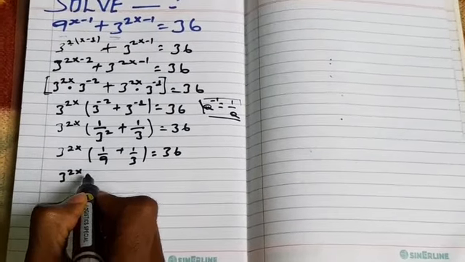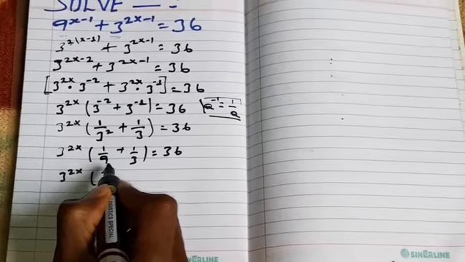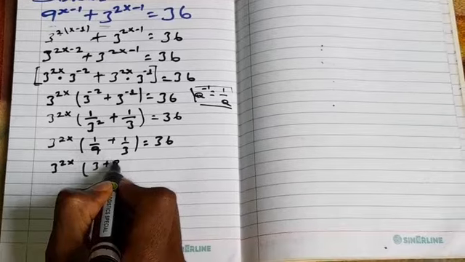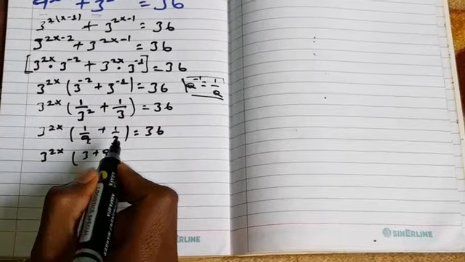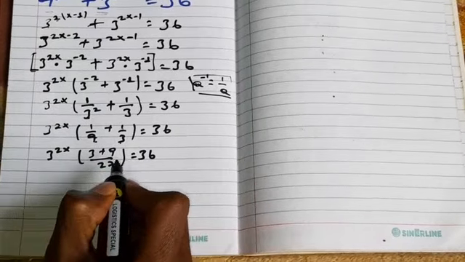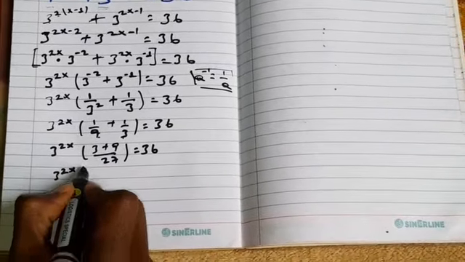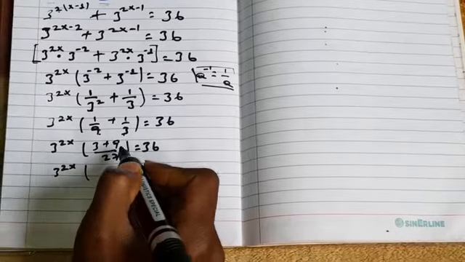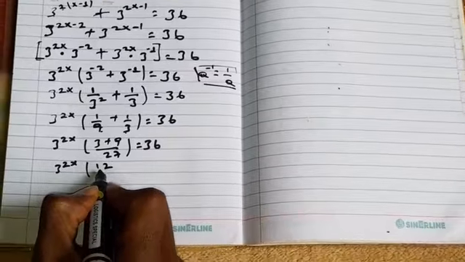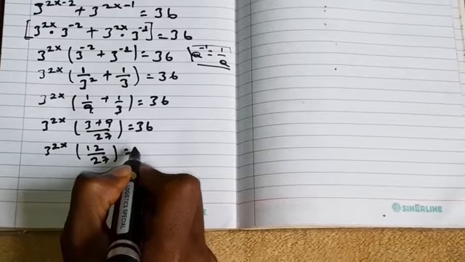3 times 1 means 3. Plus 9 times 1 means 9. 9 times 3 means 27. So 3 to the power of 2x times, 9 plus 3 means 12, 12 over 27, is equal to 36.